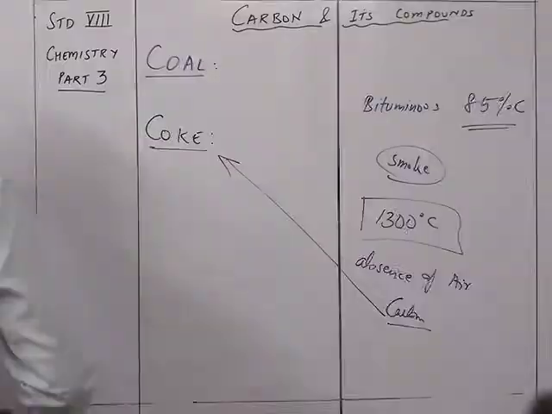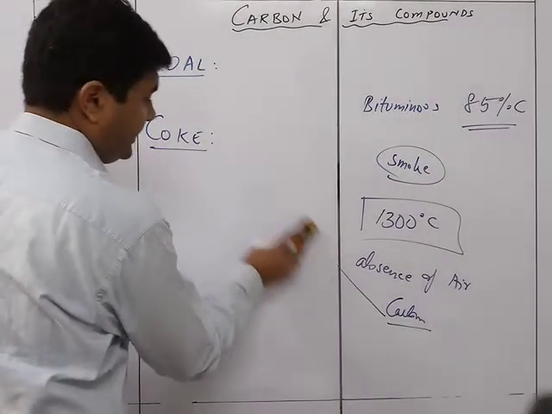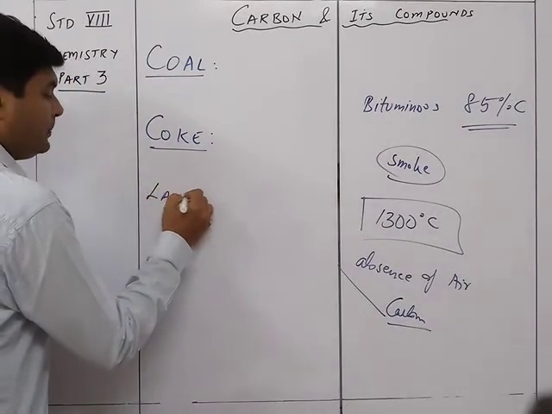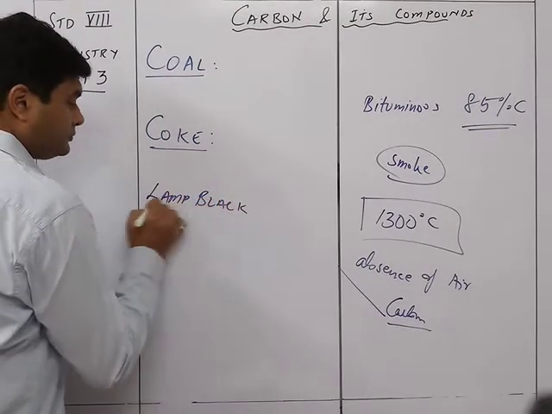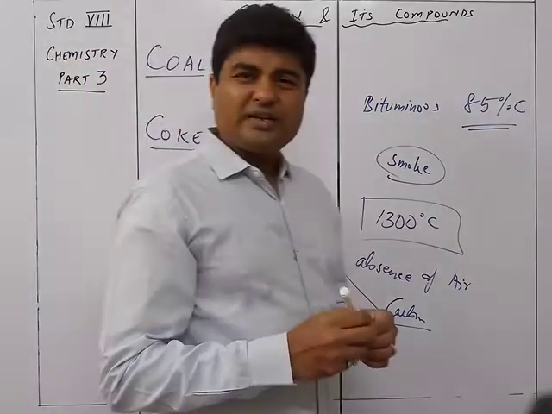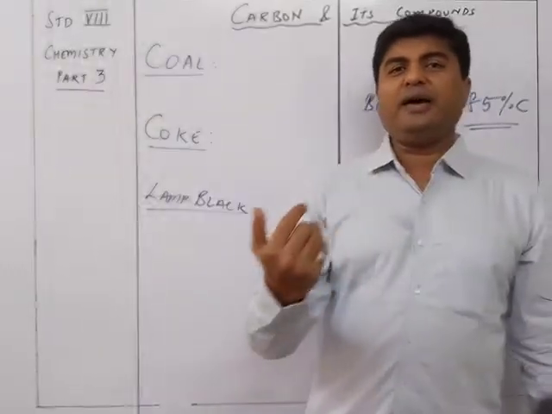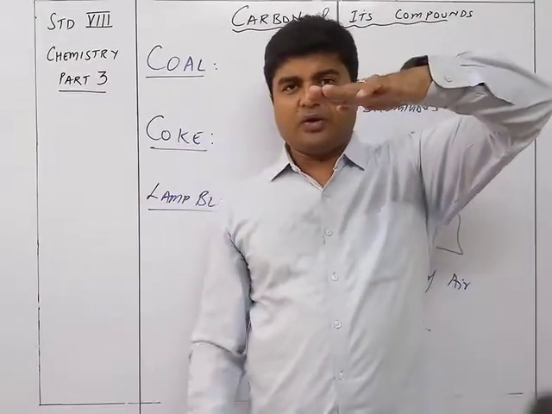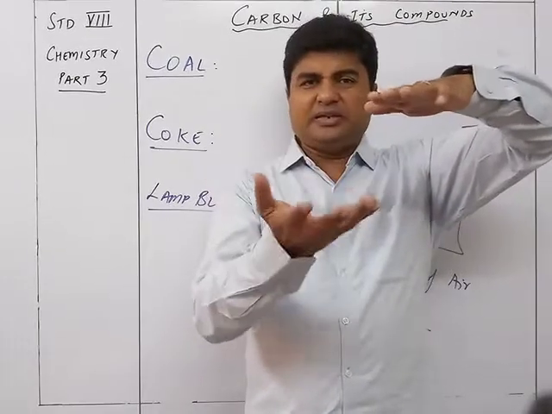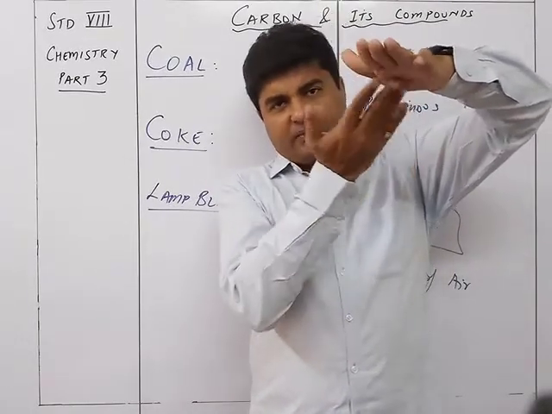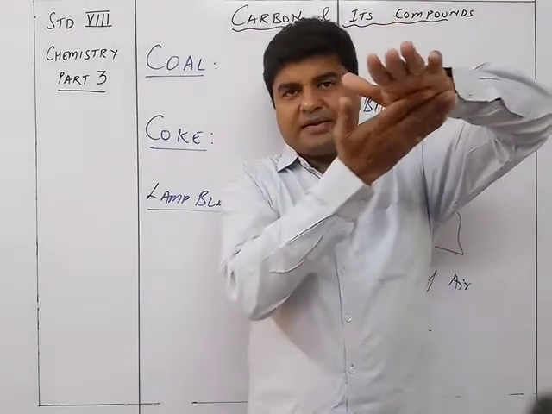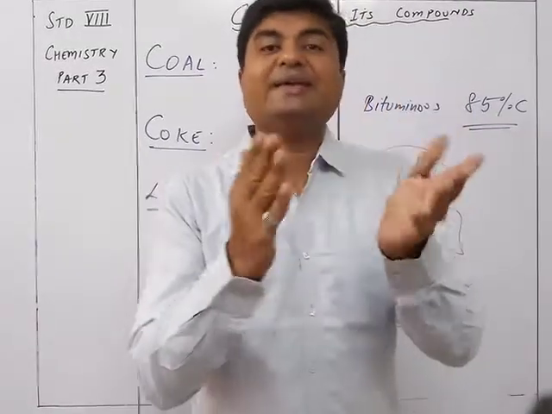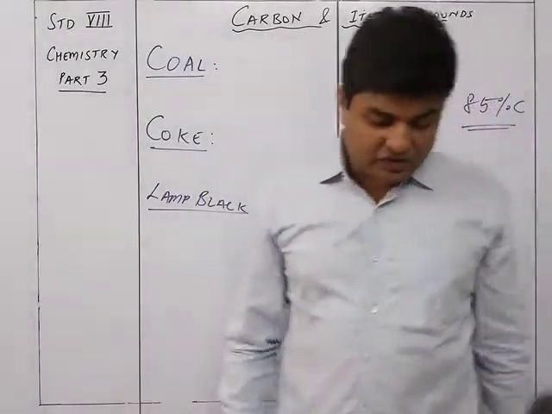The third one in this particular category of amorphous carbon is lamp black. The word itself tells you what lamp black is. If you see a candle burning and you keep some plate on top of it, and even when a diya is burning and we keep a plate, you can find that a black colored powder is settled on that particular plate. That black color on that plate is nothing but lamp black. So that's a very simple thing.